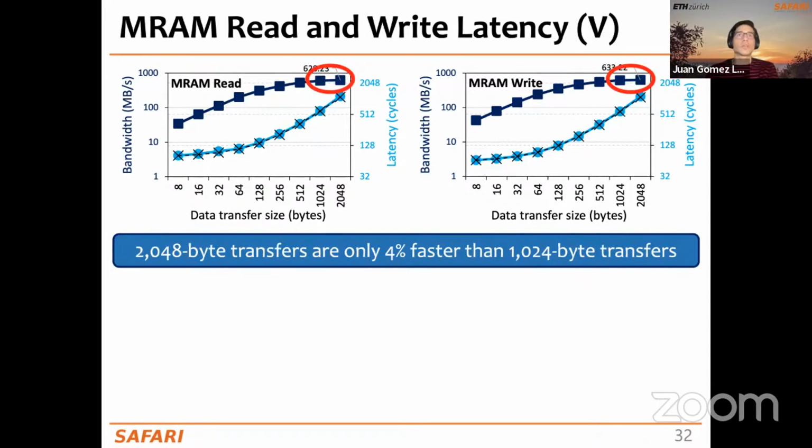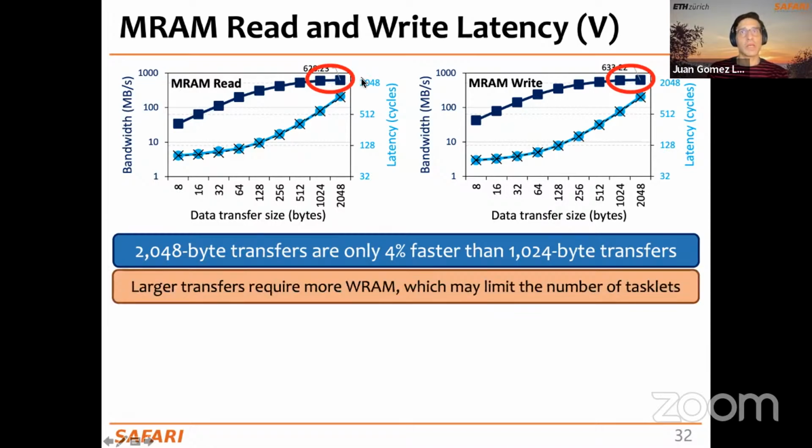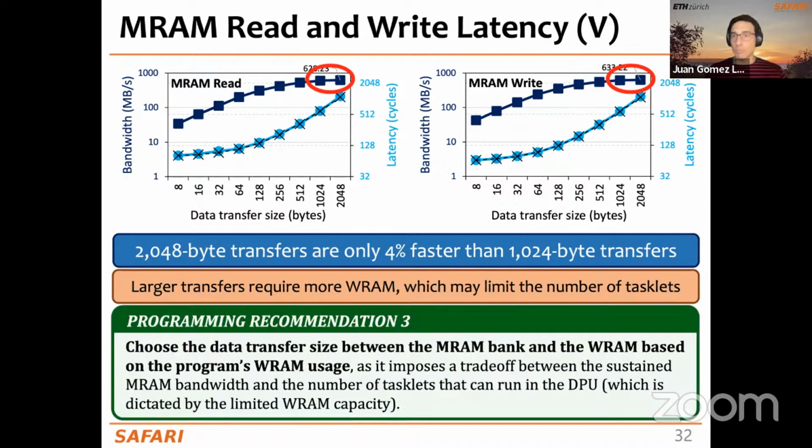Okay, another interesting observation is that the 2048 byte transfers are only 4% faster than the 1024 byte transfers. As you see, the bandwidth is pretty flat for these two transfer sizes. However, there is one consideration here. In principle, you could say, if I want to maximize my bandwidth and I know that I'm going to use all the data that I'm bringing to WRAM, let's use the largest transfer that we can, in this case 2048. But that has its own drawback.